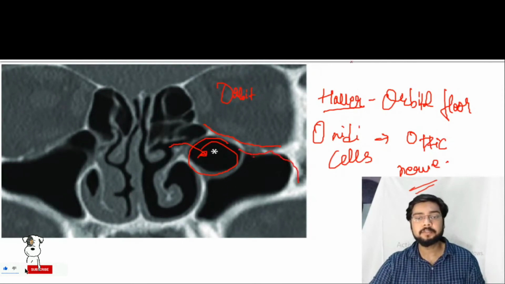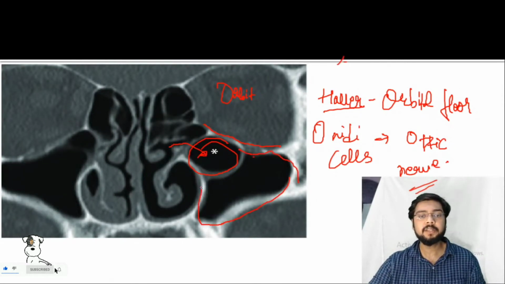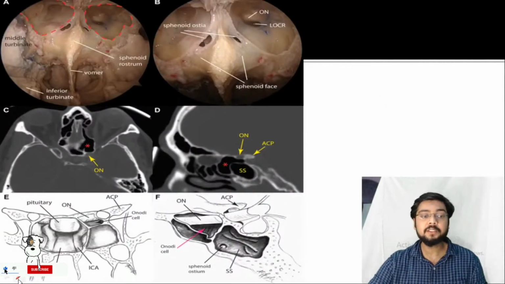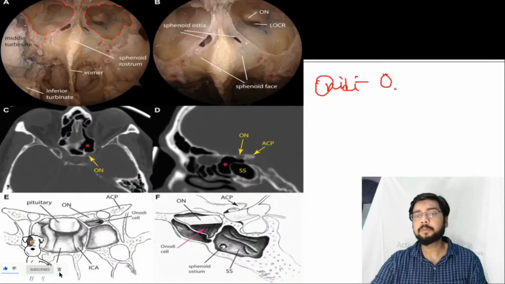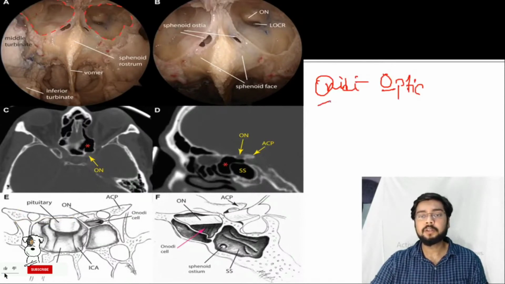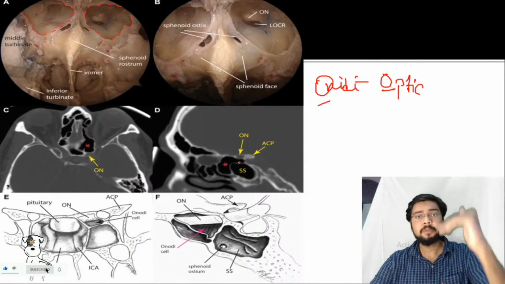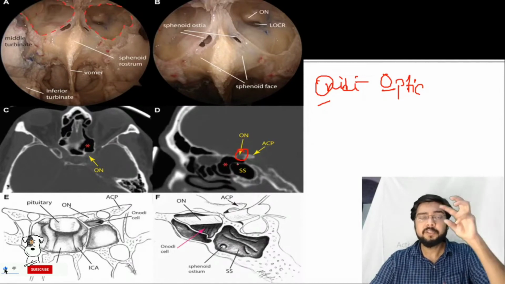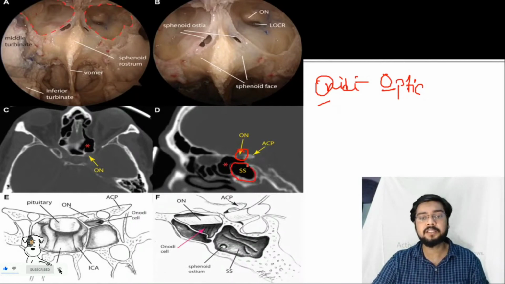This is your maxillary sinus, so this is Haller cell. Now how will Onodi cell look? Onodi cell is related to the optic nerve. How will you remember? Onodi and optic nerve, O for O. Haller cell was on the orbital floor. Where is Onodi cell? It is related to the optic nerve, and it lies in relation to the sphenoid sinus, posterior superiorly. If this is the sphenoid sinus in the CT scan, then this is your Onodi cell.